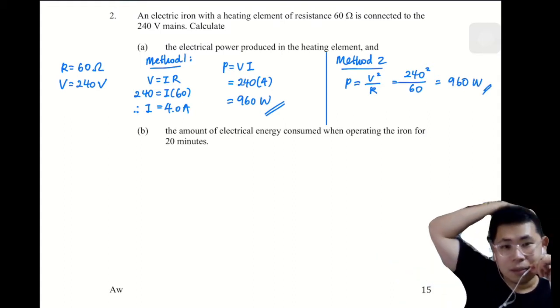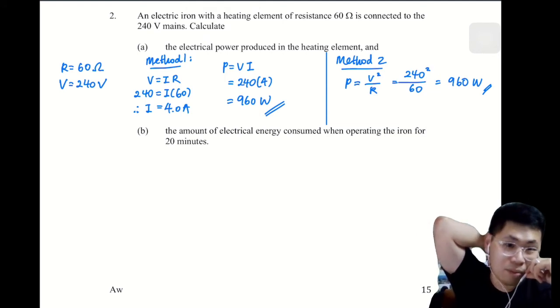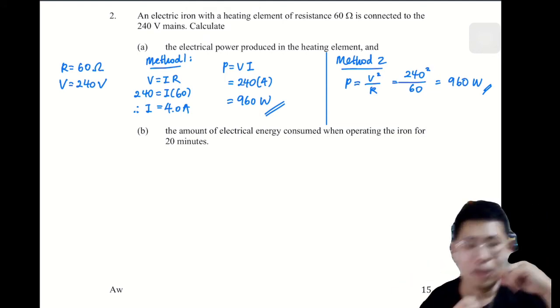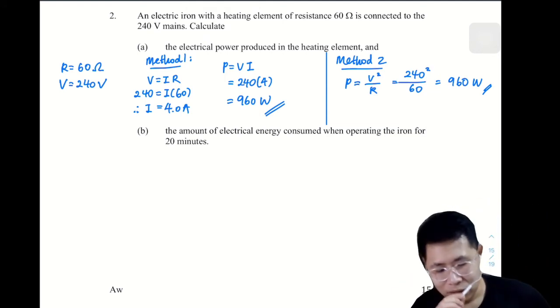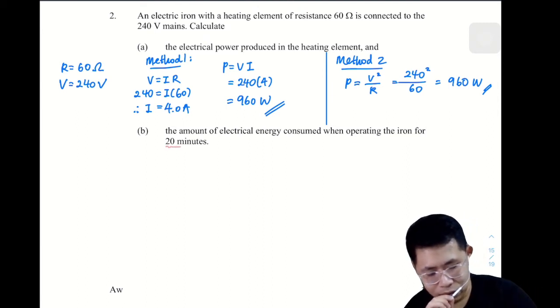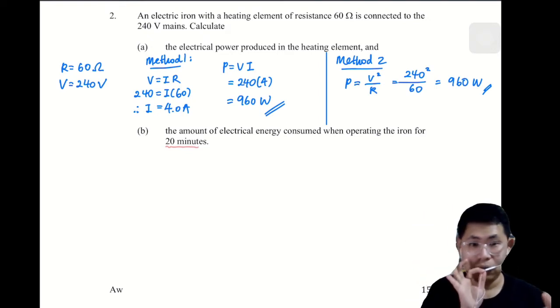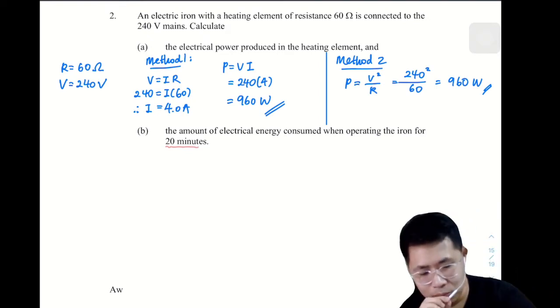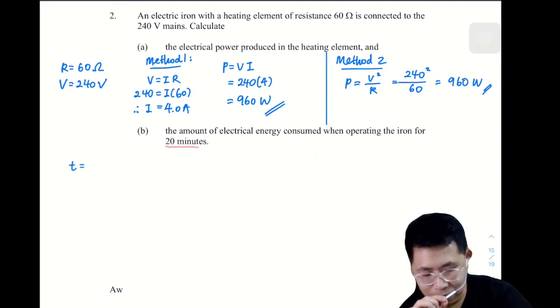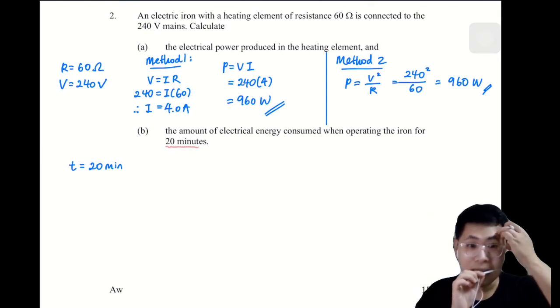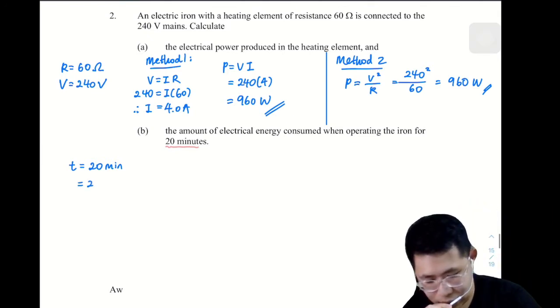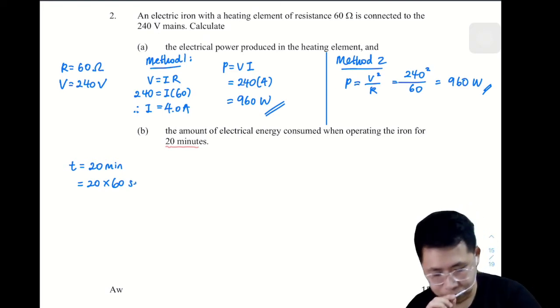Alright, so two methods. Method 2 looks easier, but it means you also need to remember more formulas. Okay, so B. Let's find the amount of electrical energy consumed when we operate the iron for 20 minutes. If they never specify any unit, we're going to go with the SI unit. So this 20 minutes is our time, so let's convert this to SI unit, seconds. So this is actually equals to 20 times 60 seconds.